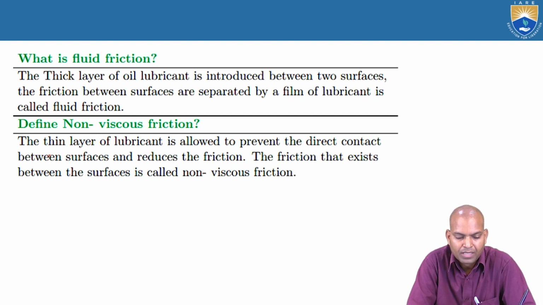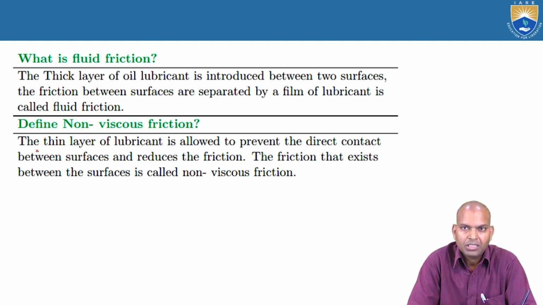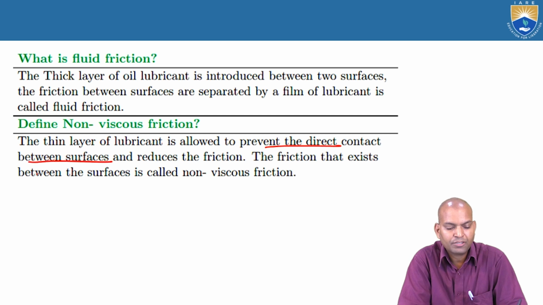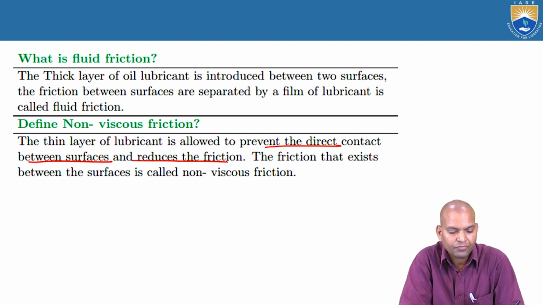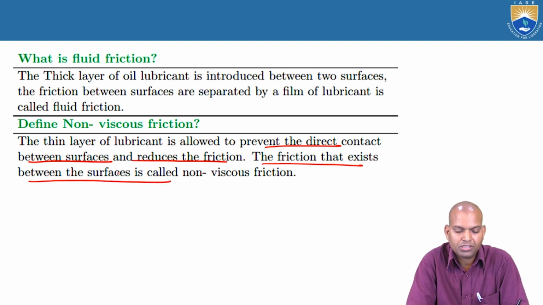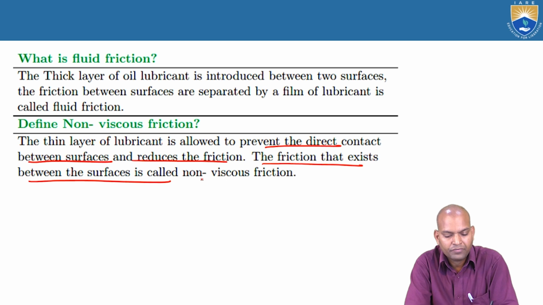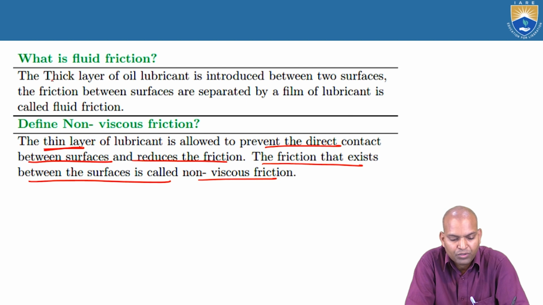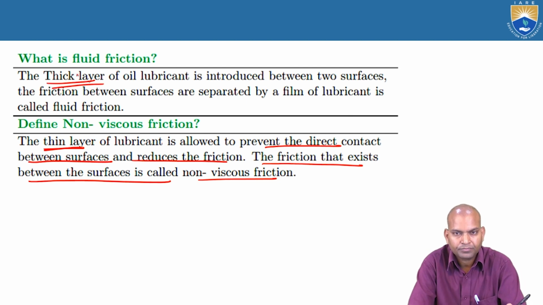Now the next term is non-viscous friction. What is non-viscous friction? A thin layer of lubricant is allowed to prevent direct contact between the surfaces and reduces the friction. This is the non-viscous friction. The key term is that thin layer in the case of non-viscous friction, whereas in the case of fluid friction, there is a thick layer.